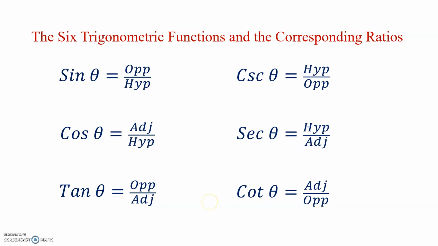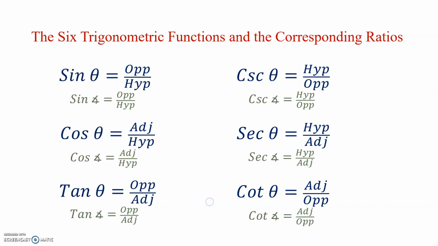Now there's one other way you might see this list. The list may not include the theta symbol, but some other symbol that still represents the acute angle. So I've substituted theta for the little angle symbol. So again, these are your 6 trigonometric functions with the corresponding ratios. So next, we'll look at actually applying some of this.